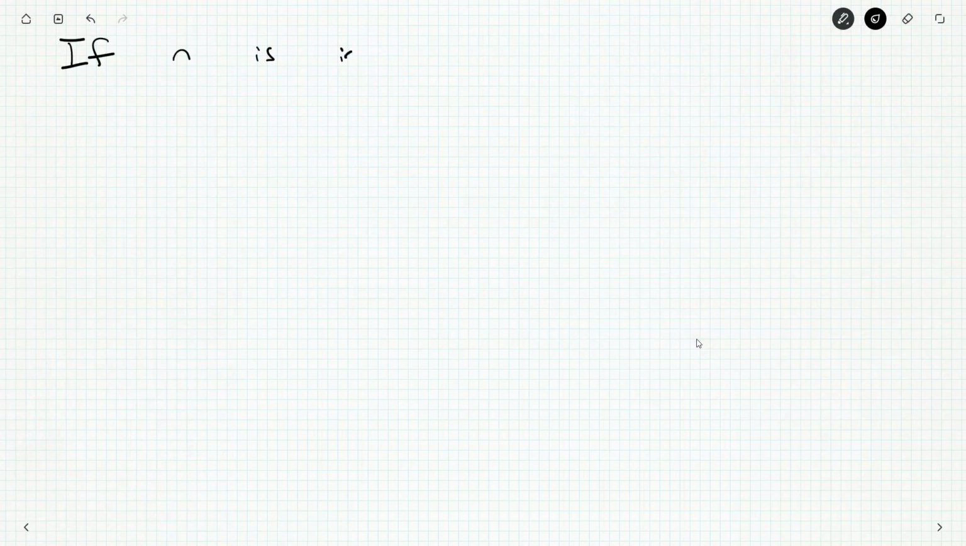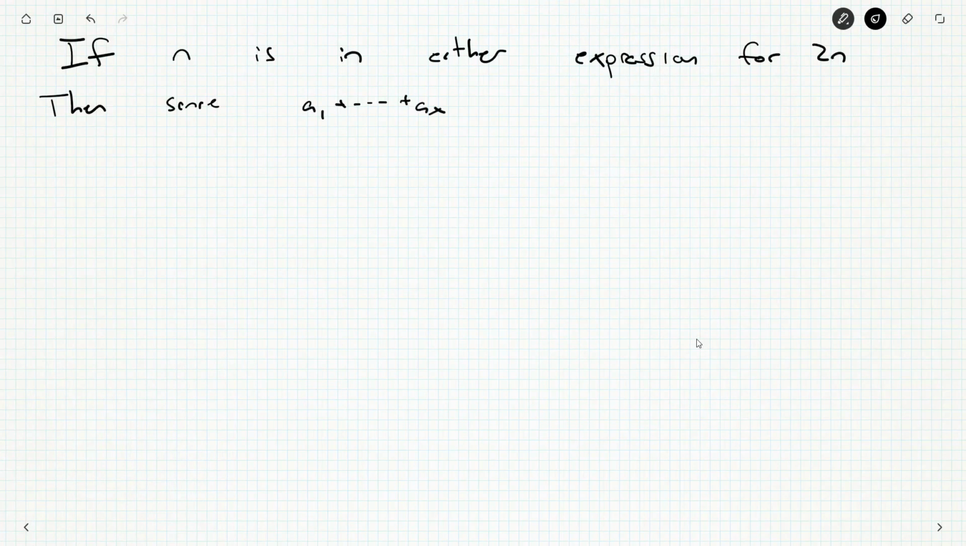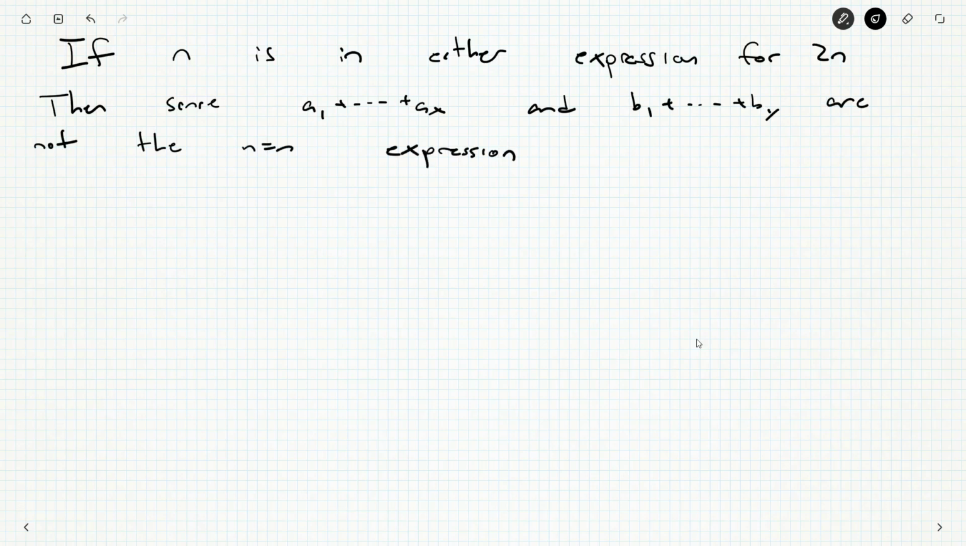If n is in either expression for 2n that we get, then since a1 plus up to ax and b1 plus up to by are not the n equals n expression, because remember, I didn't allow that one, then we have 2n is equal to n plus a1 up to ax, and n plus b1 up to by, and therefore they are the exact same expression.